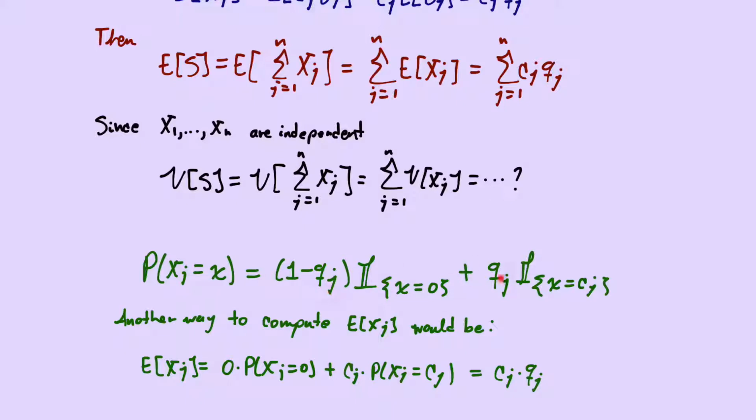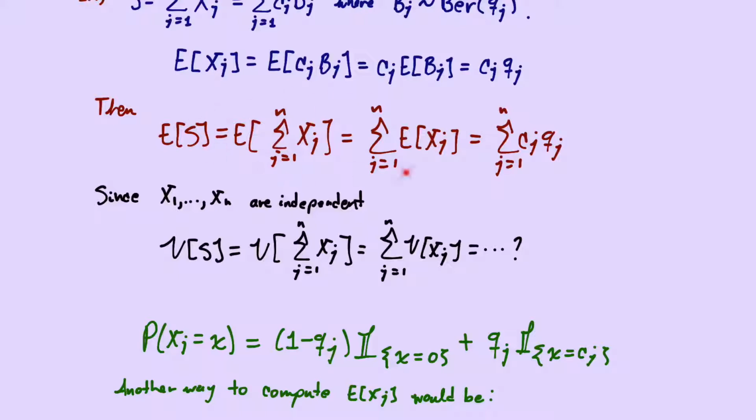Once you have this expression for the probability mass function, you can compute the expectation using the formula for discrete random variables that we learned in probability. In this case, it is the value 0 times the probability for the random variable to take that value, which vanishes because it's 0. Then we add the other value the random variable can take, cj, times the probability that it takes the value cj, that is qj. So we get the same answer, cj times qj. The answer will be the same.